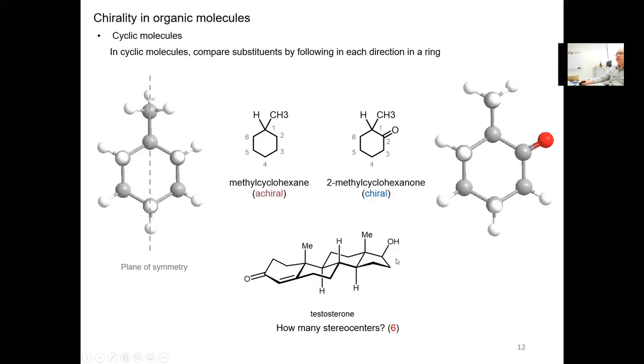So here is a more complicated example of cyclic compounds. Again, testosterone, and how many stereocenters are in there? After class, you should be able to look at this molecule slowly and see how many there are. So let me just show you a little bit.